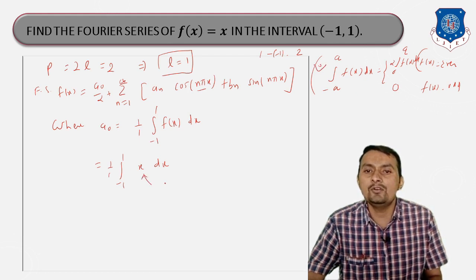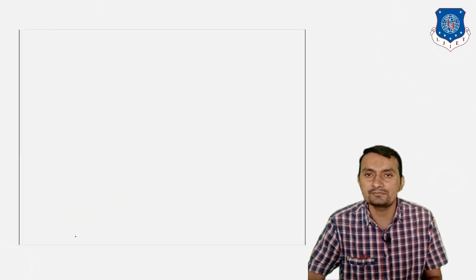The function here is exactly f of x is equal to x, and that is an odd function. So according to this rule our answer is going to be 0. Therefore we can say a0 is equal to 0.